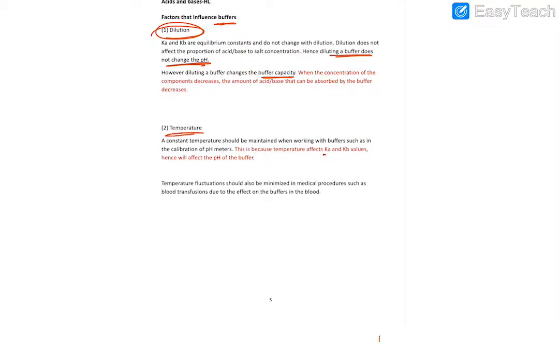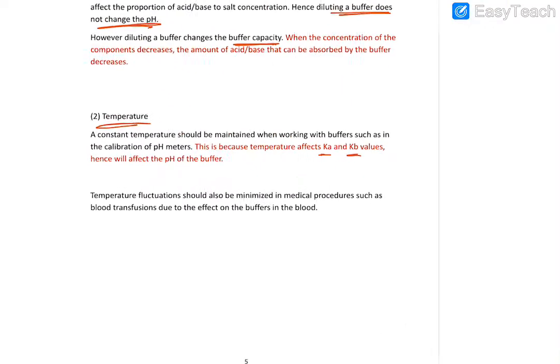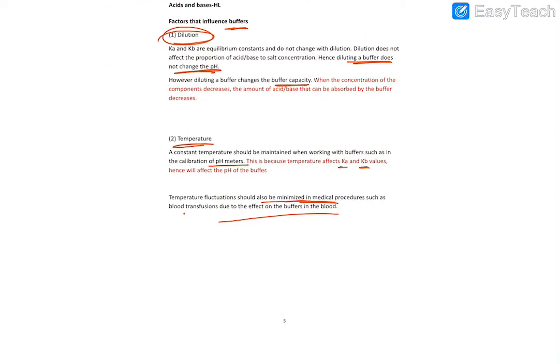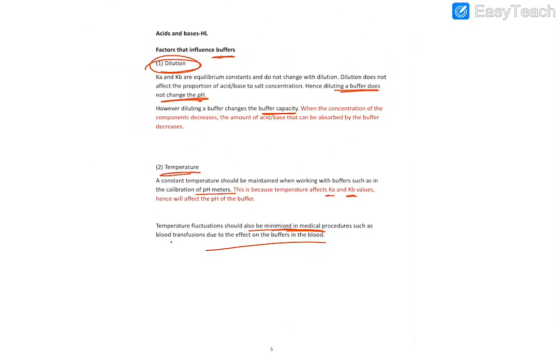Temperature affects Ka and Kb values. Therefore, it is going to affect how the weak acid or the weak base dissociates. So when you're working with buffers, temperature is important, and you need to maintain a constant temperature. When you're calibrating pH meters, you have to ensure that the temperature is the same. Temperature fluctuations should be minimized in blood transfusion due to the effect of buffers on the blood. So these are the factors that influence buffers.